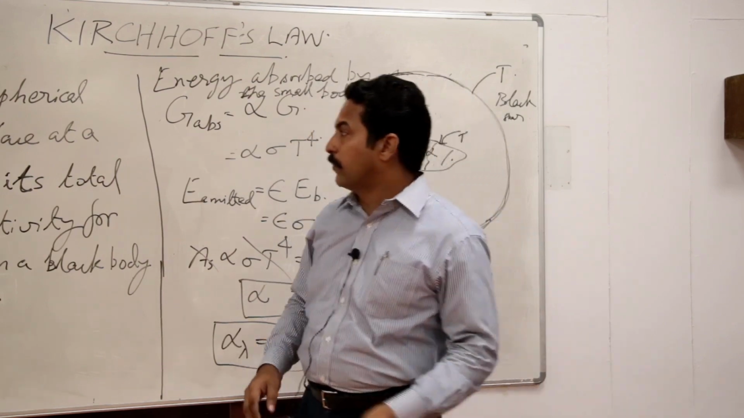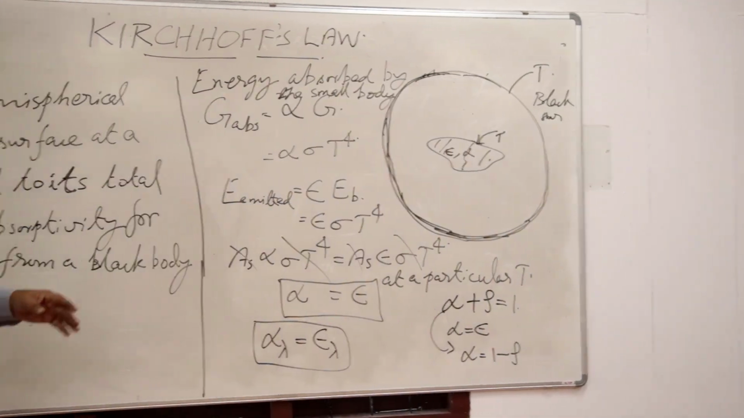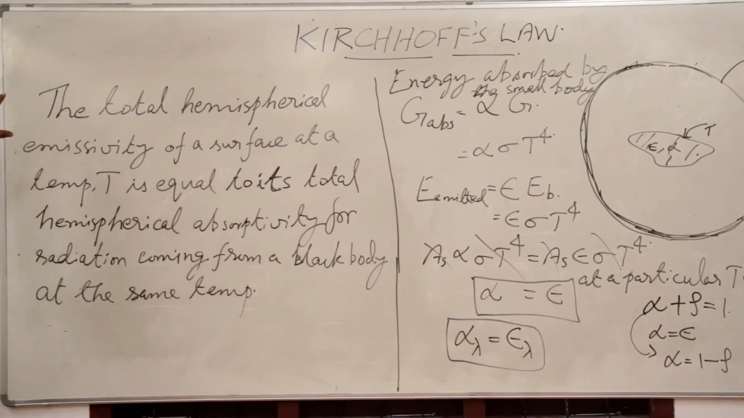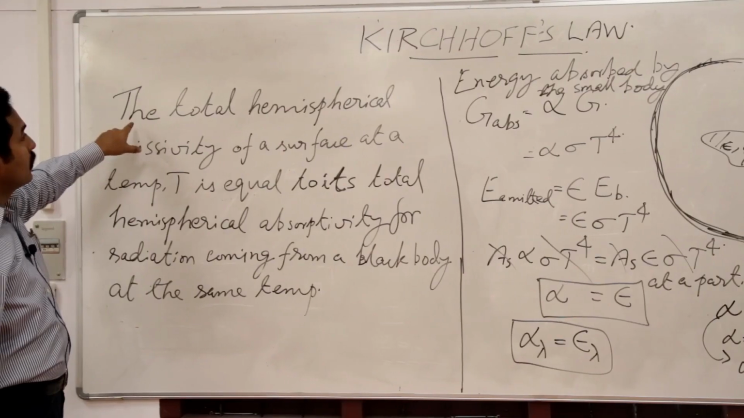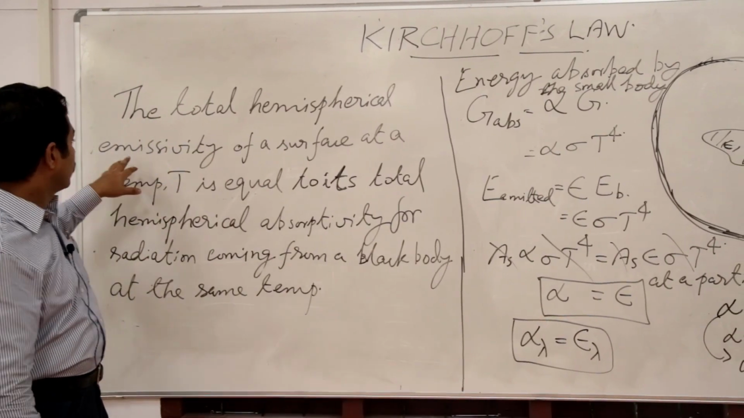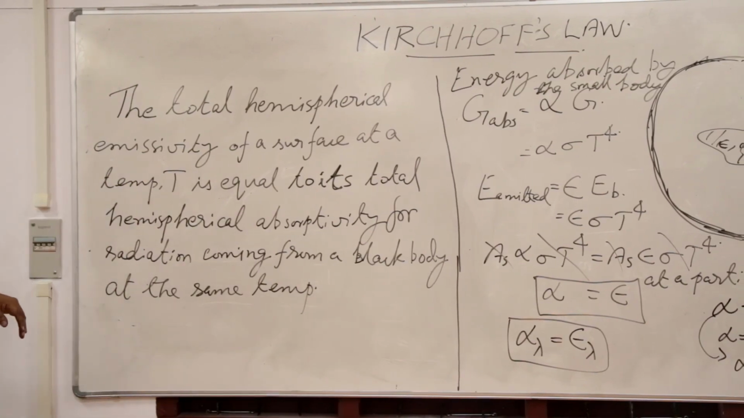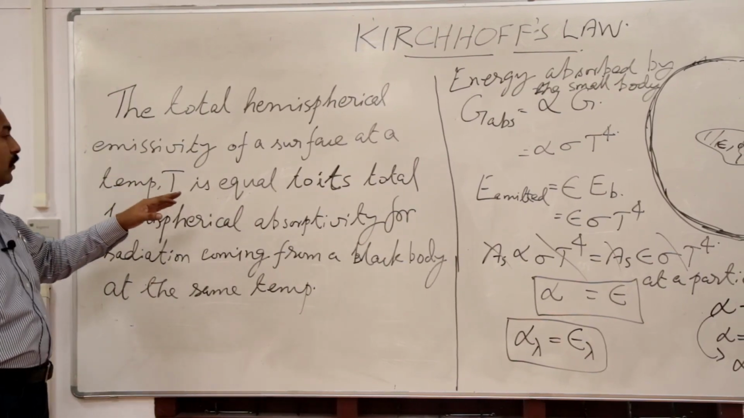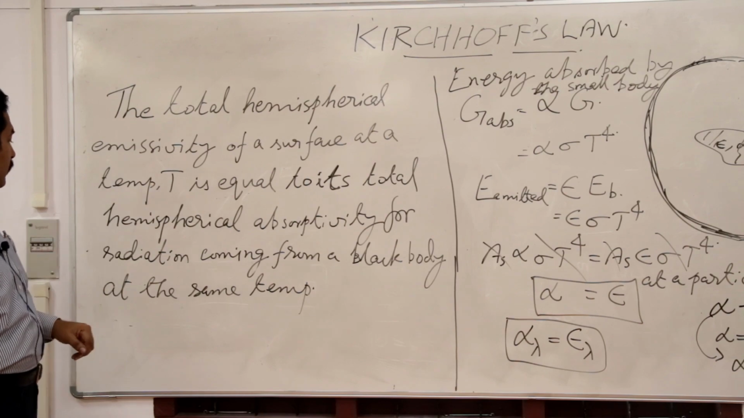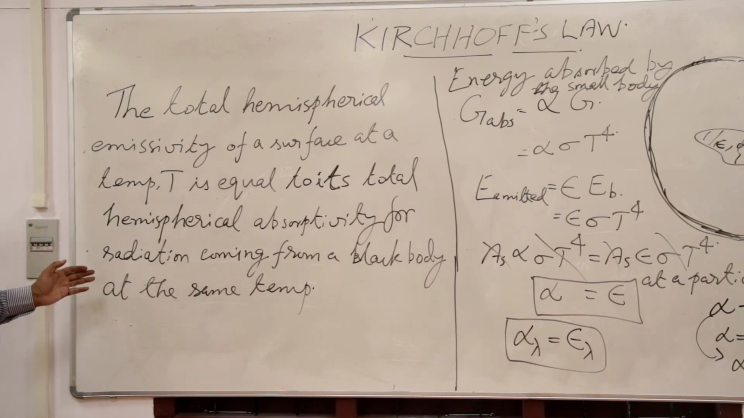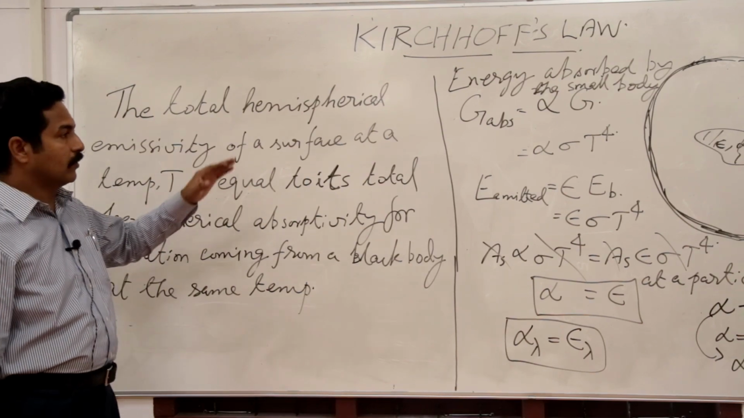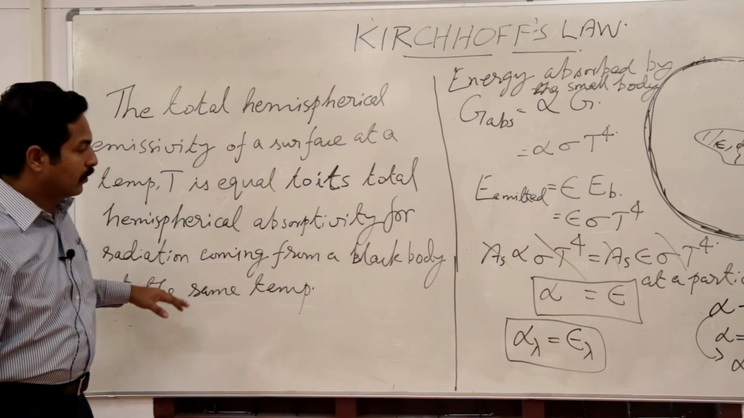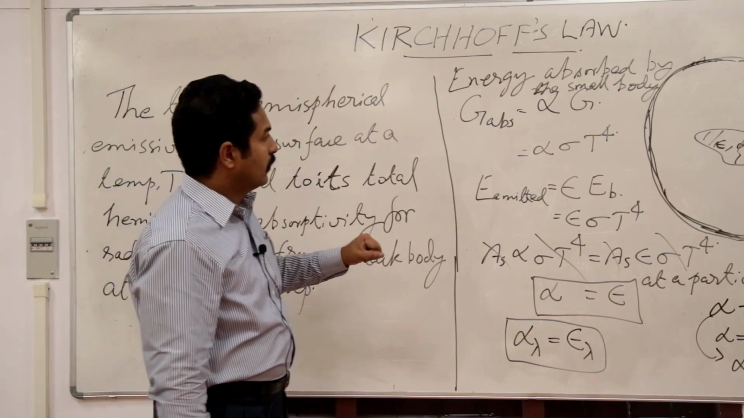Okay, the expression we can once again see, that is Kirchhoff's law. Kirchhoff's law says the total hemispherical emissivity of a surface at a temperature T is equal to its total hemispherical absorptivity for radiation coming from a black body at the same temperature. So all those things we have already seen. So how can it be derived?